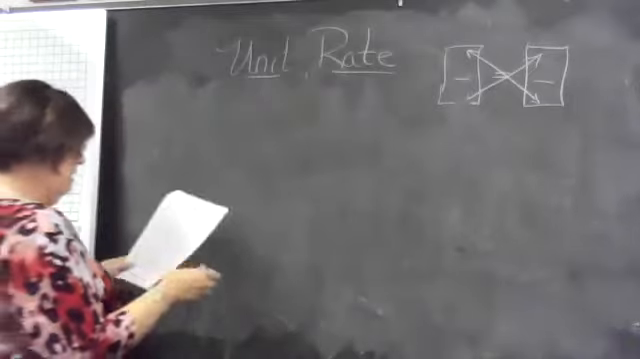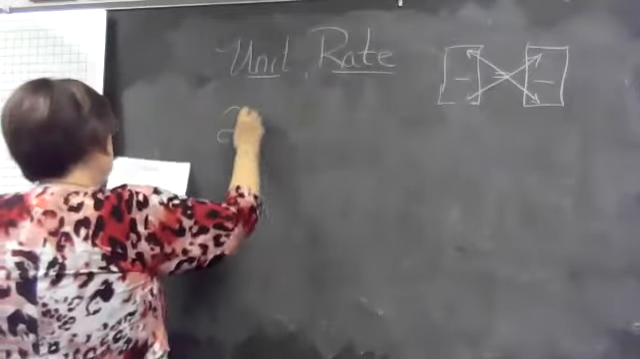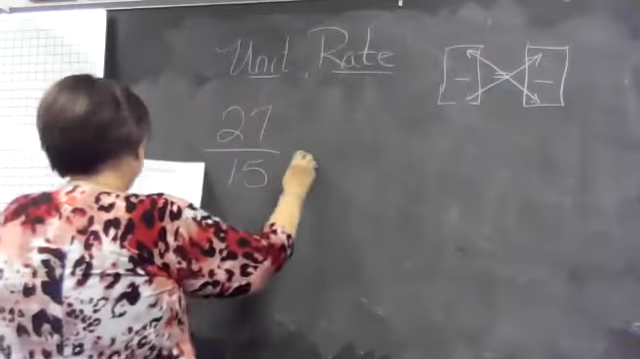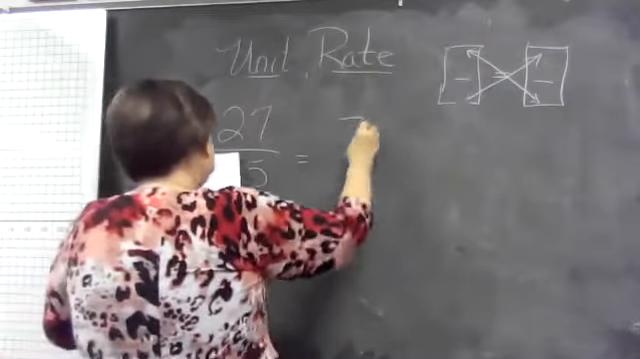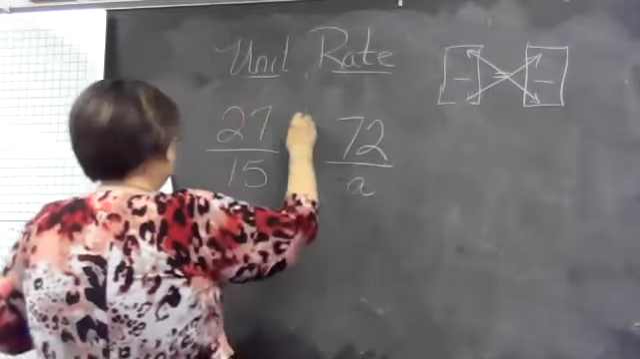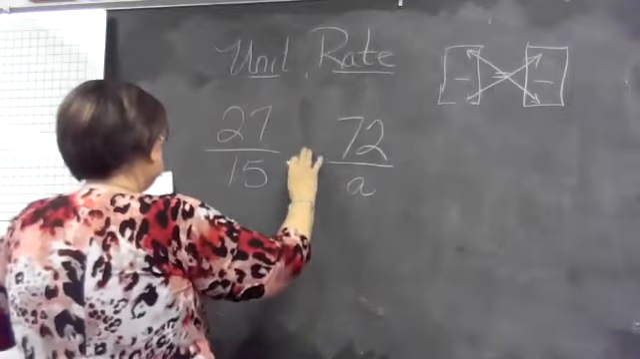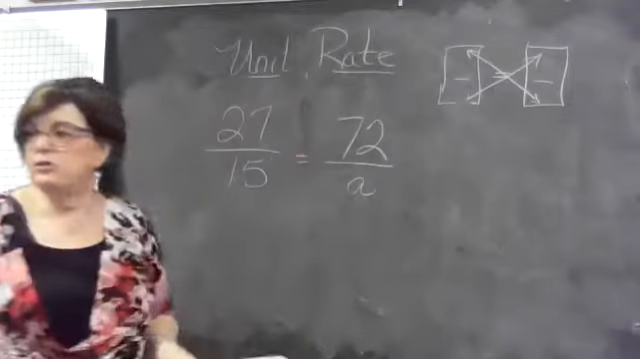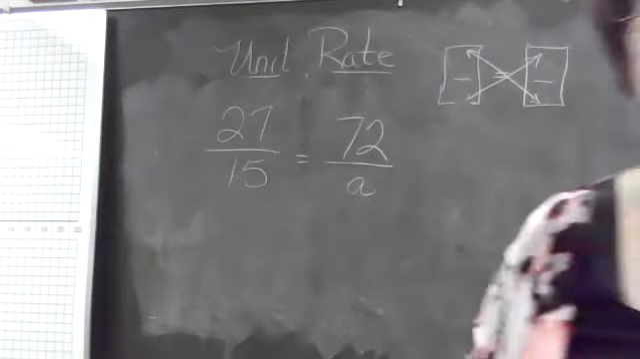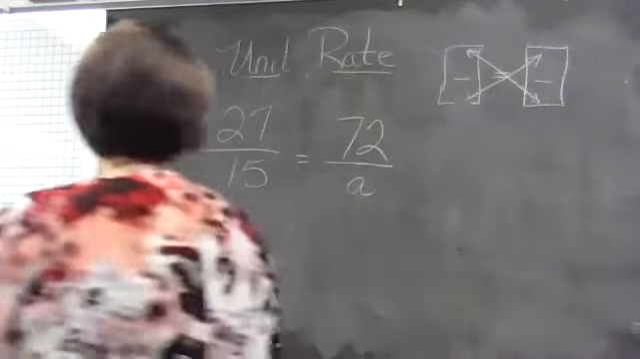Number 8 says 27 over 15 equals 72 over A. The first thing you do is check it and make sure that we have a proportion. Do we have a proportion?